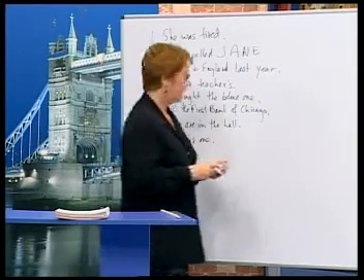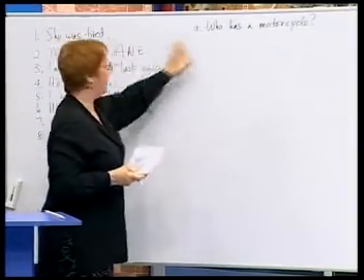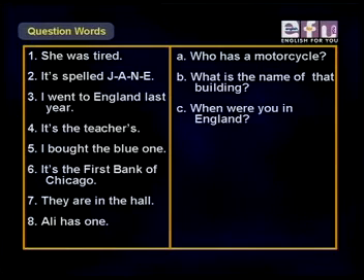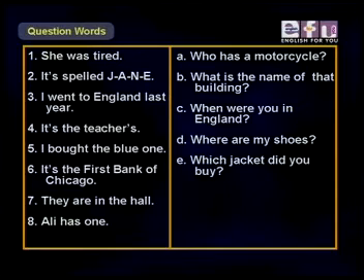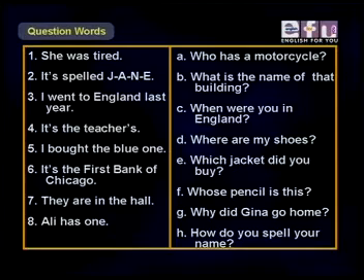Okay, now I'm going to write the questions and then you see how you can match them together. Okay? Now, A, who has a motorcycle? This is not the answer. Okay, so you look as I write these. What is the name of that building? When were you in England? Where are my shoes? Which jacket did you buy? Whose pencil is this? Why did Gina go home? How do you spell your name?